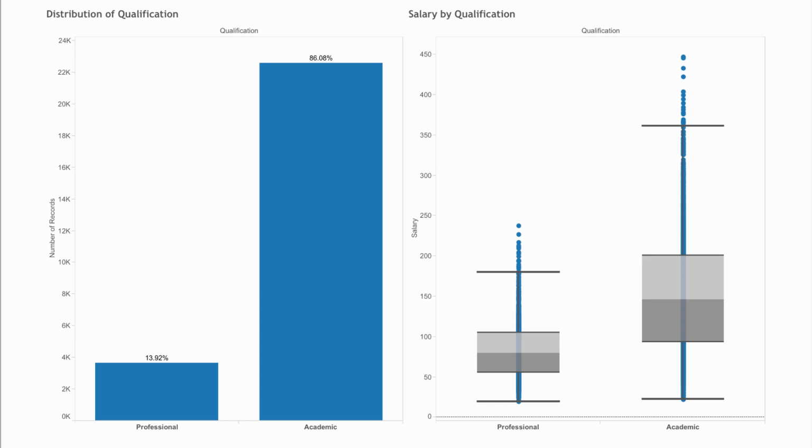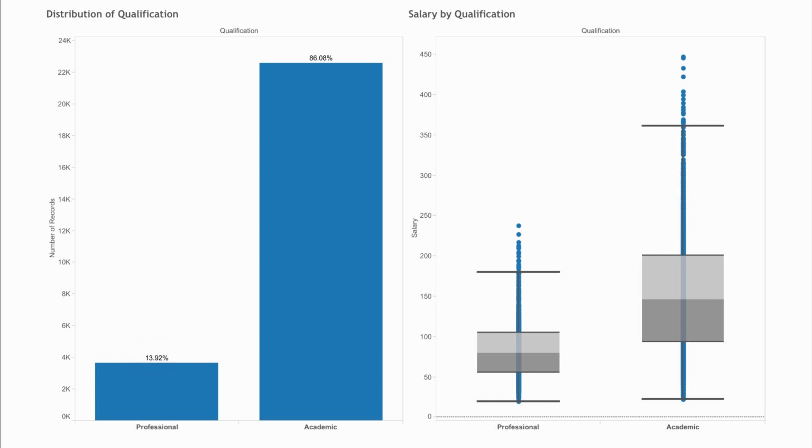Now, on the left-hand side, I'm showing you the distribution of qualification, and you can see that there are many more academics in the dataset than professionals. About 86% of the observations of professors are academics. Meanwhile, only close to 14% are professionals.